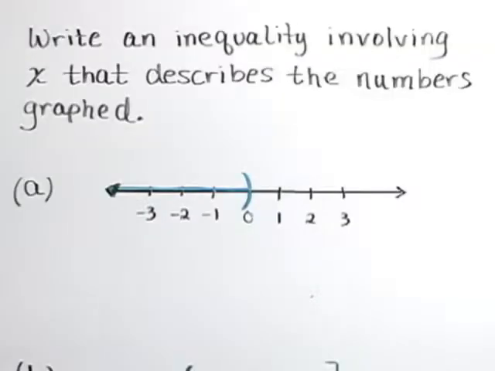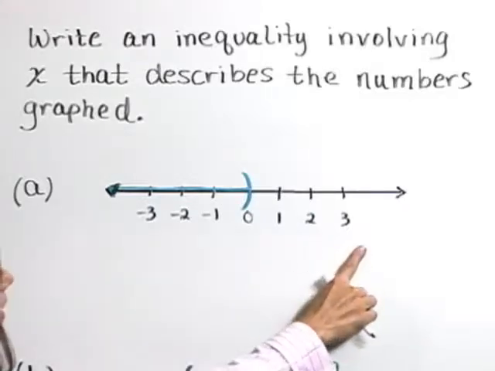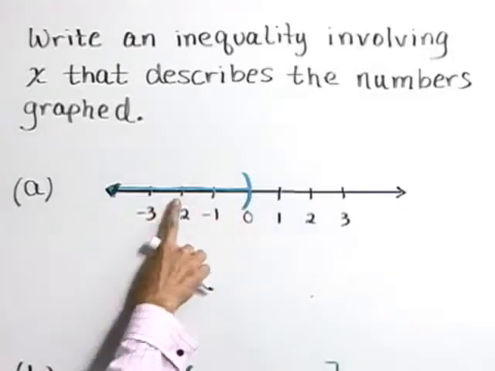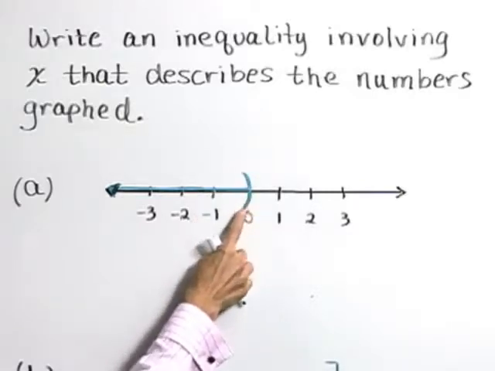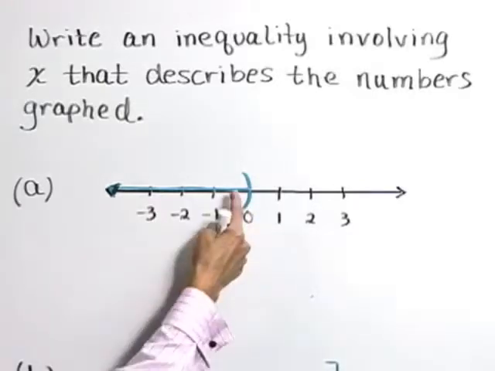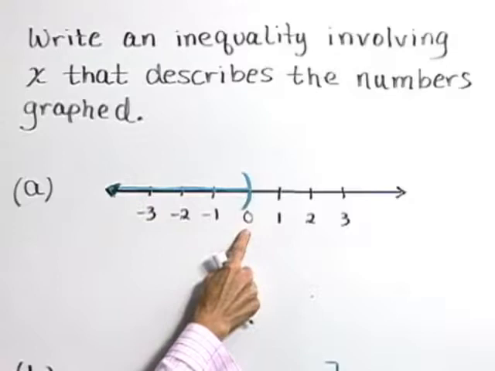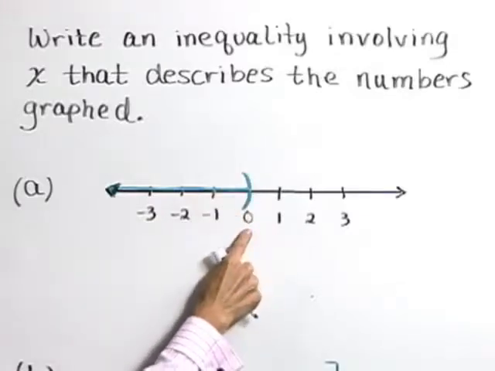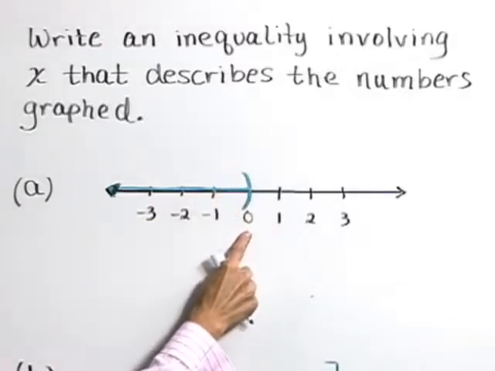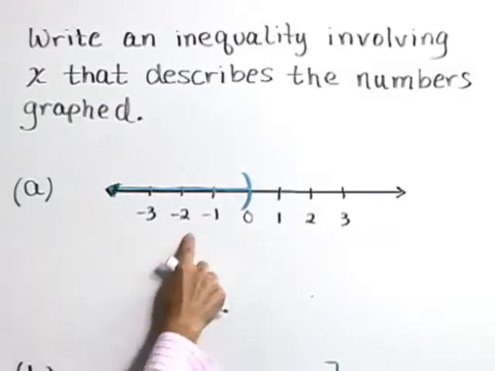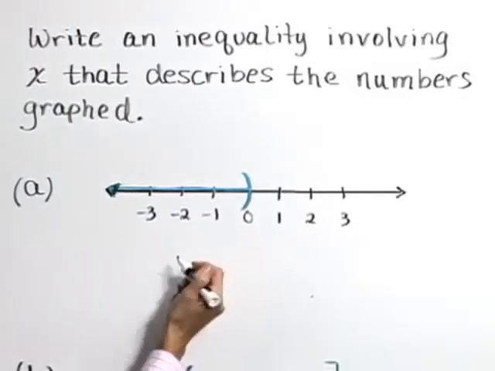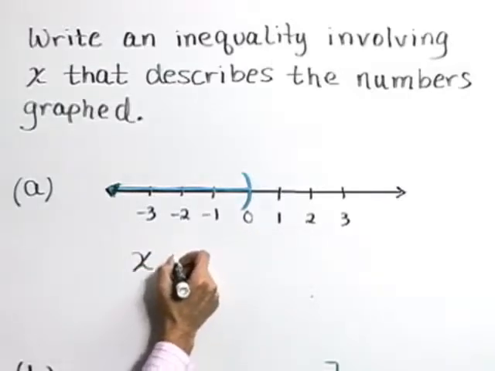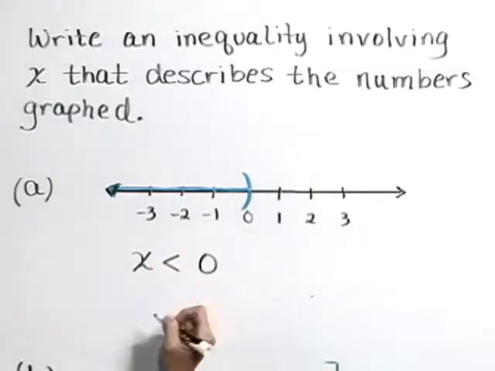Write an inequality involving x that describes the numbers graphed. In part A, we've got a number line, and identified in blue, we see the numbers that are to the left of 0 and not including 0. This parenthesis indicates that 0 is not included in the solution interval. So an inequality that describes these numbers in blue would be all numbers x that are less than 0.